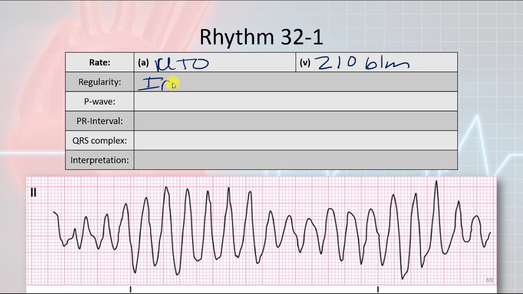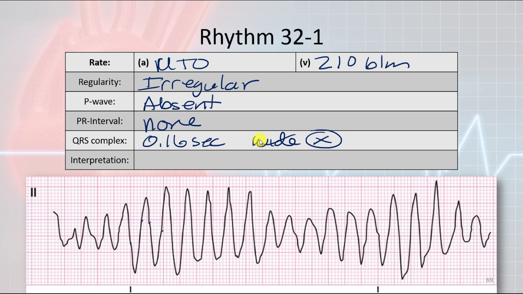Regularity, it's going to be irregular. P waves are absent. PR interval, none. QRS complexes, this is going to be really hard to identify the QRS complexes. It really is. This one, that might be the beginning, that might be the end right there. Maybe that's the beginning, maybe that's the end. If you do something like that, you can say it's 0.16 second. You have to put a number in here somewhere whenever you do my homework. You can't just put wide. If you just put wide, it'll be wrong and you'll be losing a point.